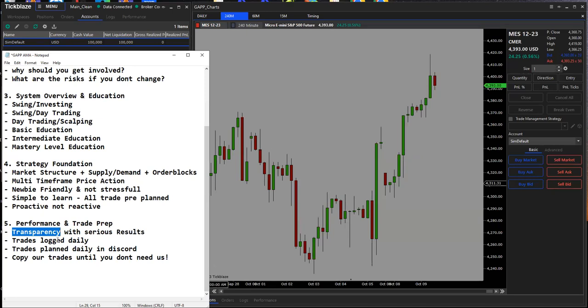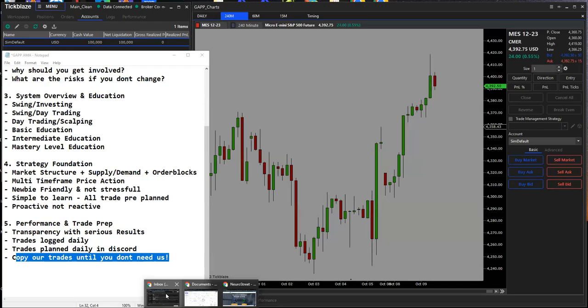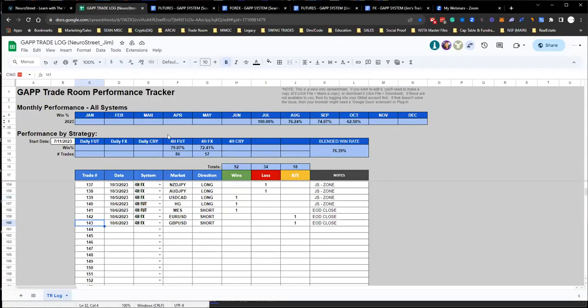The reality is that we log our trades daily. We post them in Discord before we take them. And only the trades that we do take, we post in the logs. So let's go to the trading log. It's 143 trades taken since July.